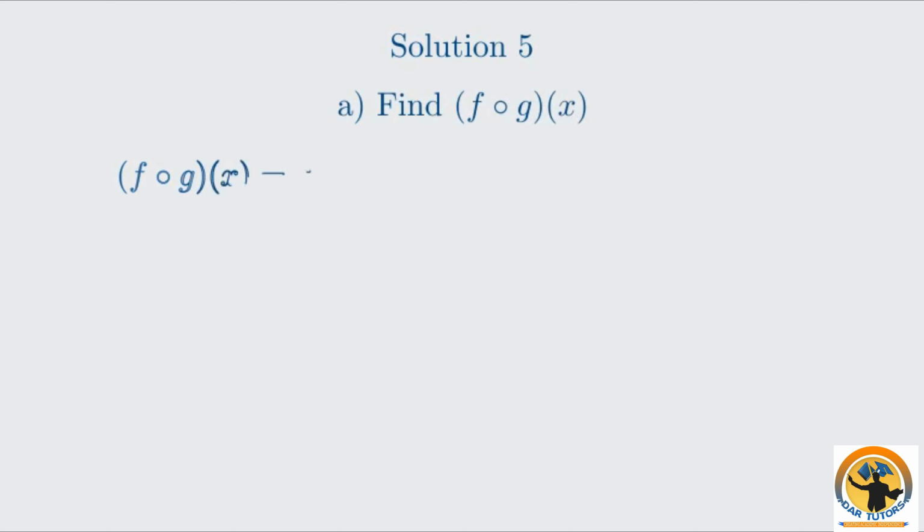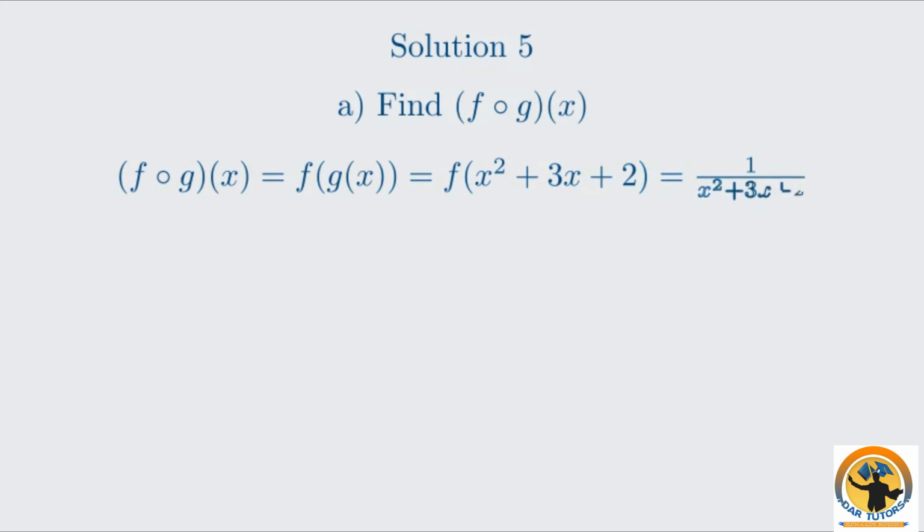Let's review the final solution for question 5. First, part A, find the expression. We substitute g of x into f of x. The function f is 1 over its input. So, f of g of x is 1 divided by the quadratic expression x squared plus 3x plus 2. We can factor the denominator to x plus 1 times x plus 2.